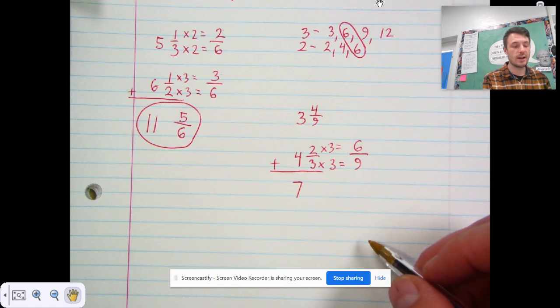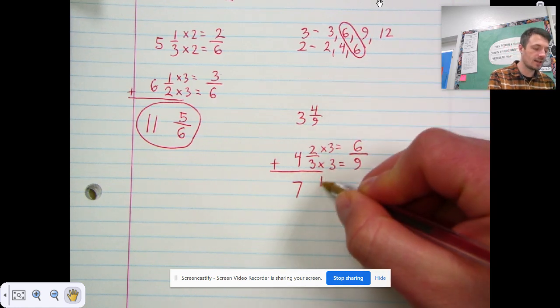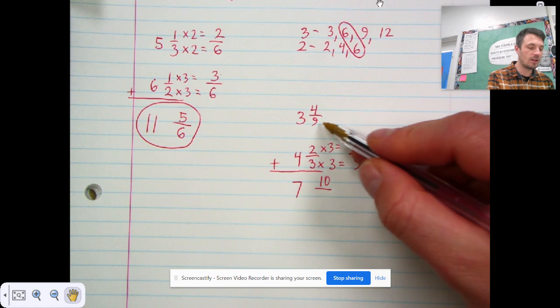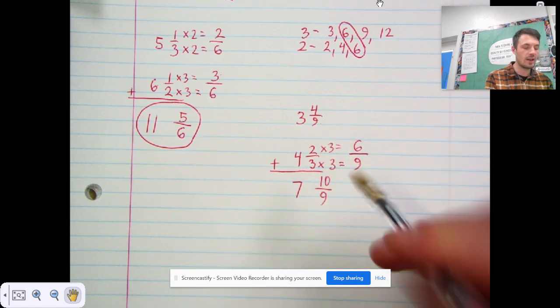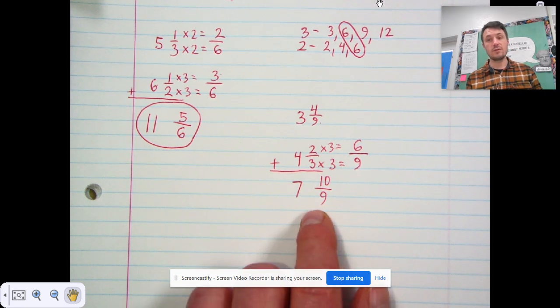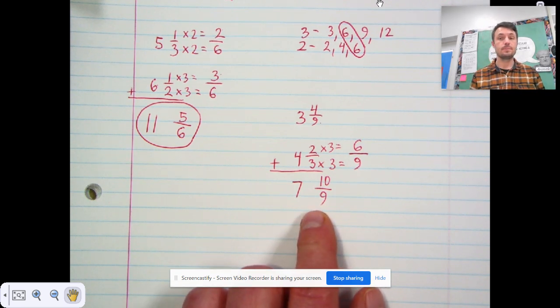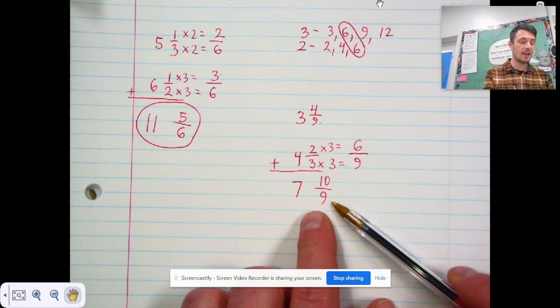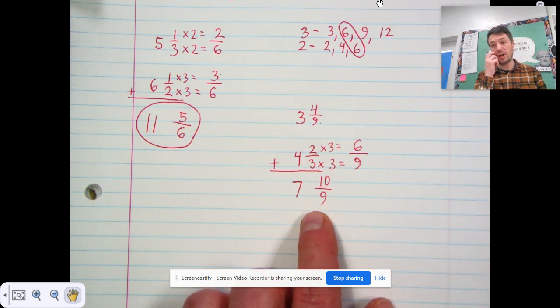And then add the fraction part. 4 plus 6 is 10. And my denominator 9 stays the same. So my answer is 7 and 10/9. Is it okay for me to leave this answer the way it is right now? No, it's not, because 10/9 is an improper fraction.